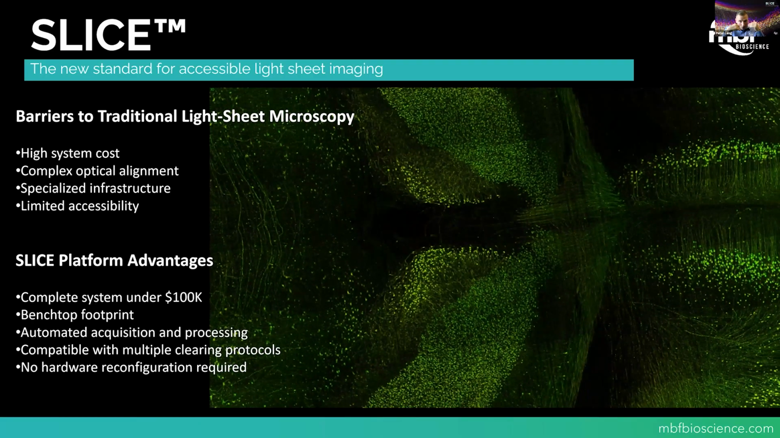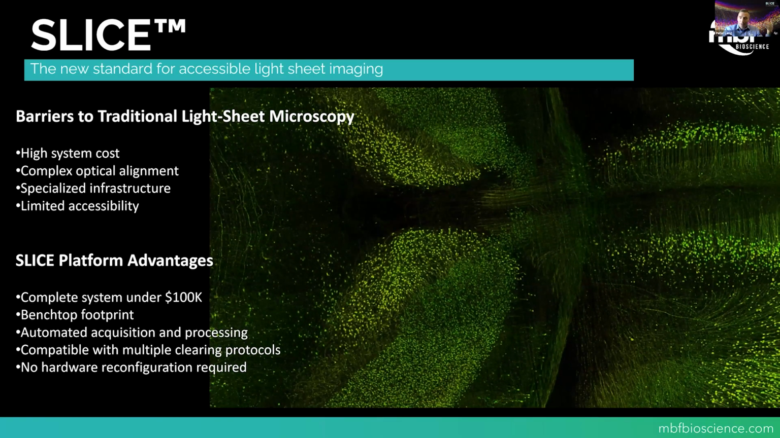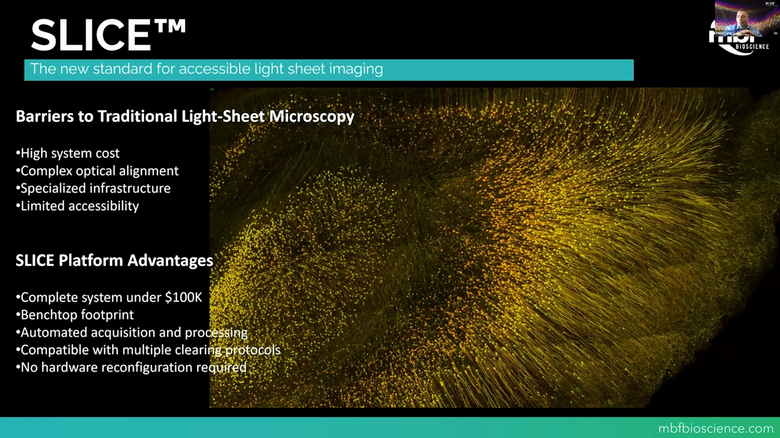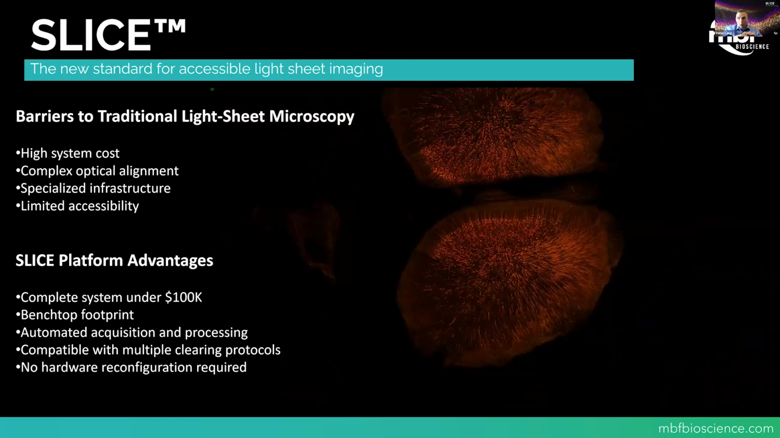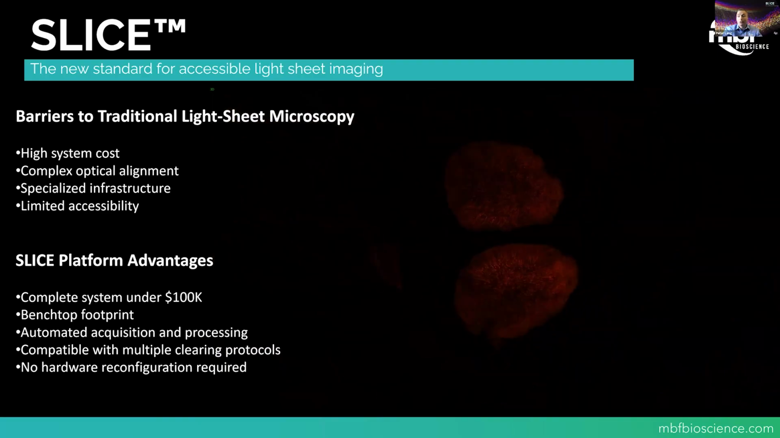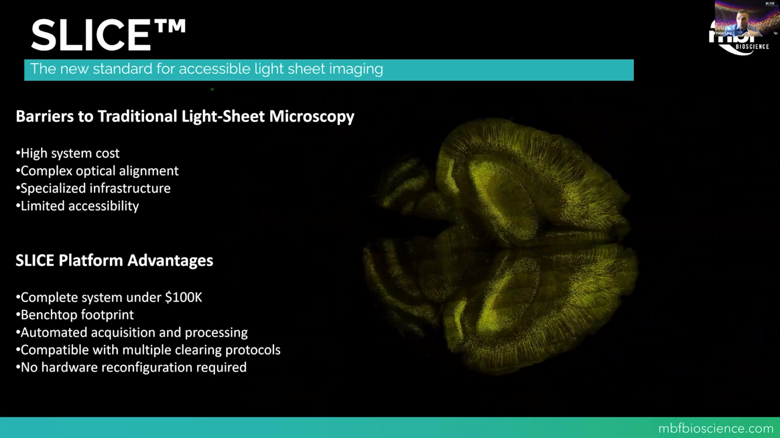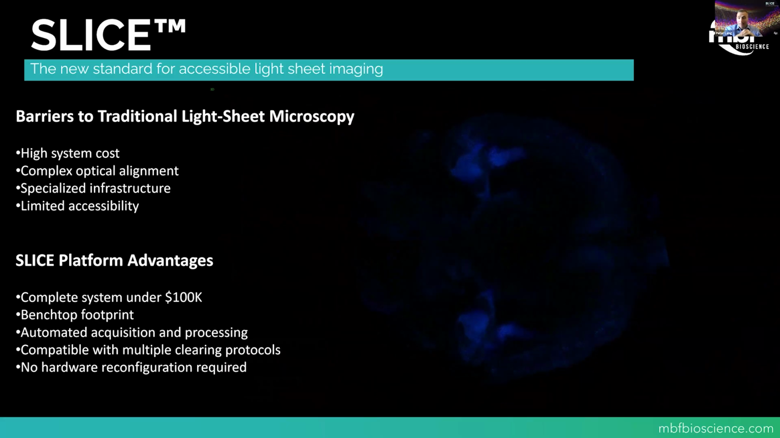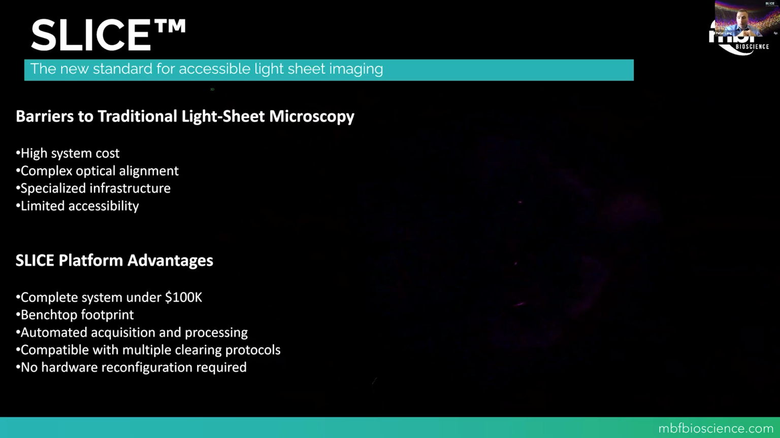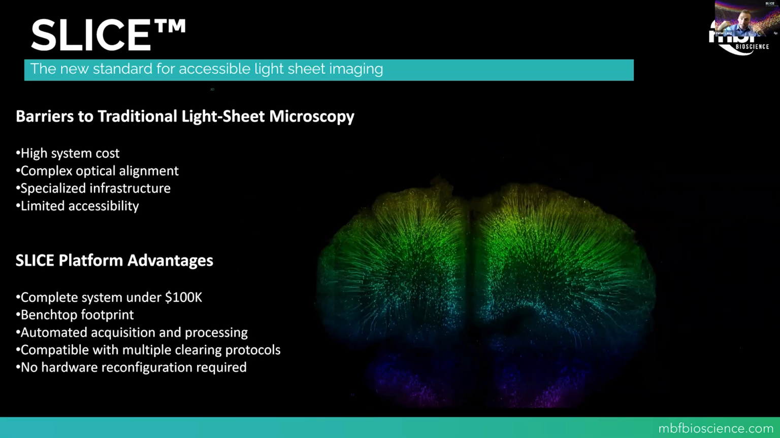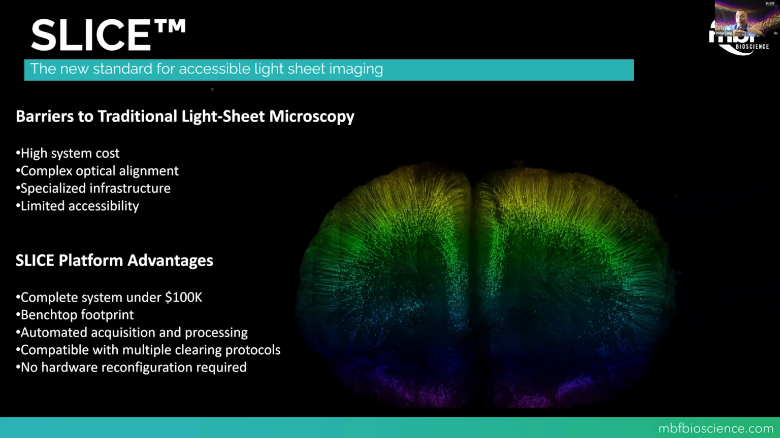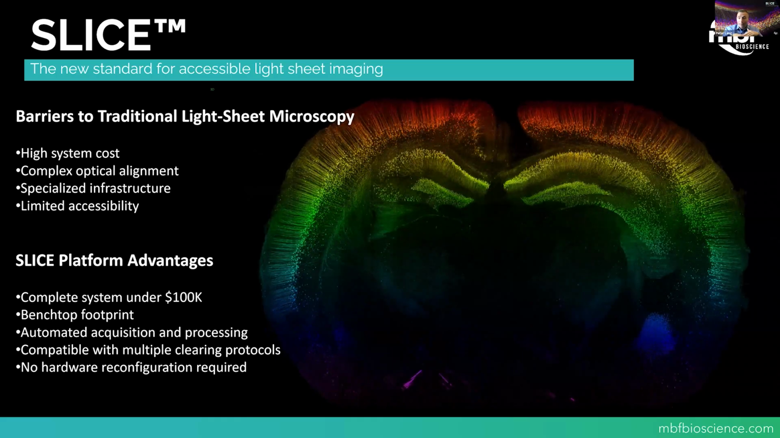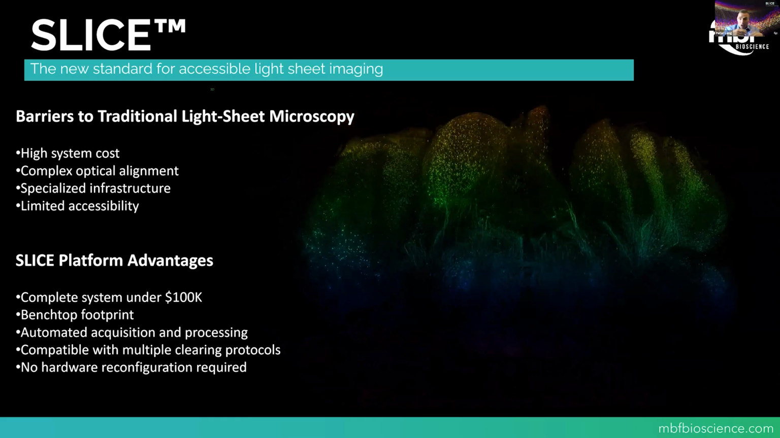So Slice is really designed to be this compact benchtop system, providing you with a very flexible, complete light sheet solution at a cost significantly lower than any other traditional open source or commercial system out there. At the same time, our platform integrates automated acquisition, data processing, and dynamic refractive index correction, allowing researchers to image samples cleared with any protocol without requiring any types of hardware changes or optical adjustments.